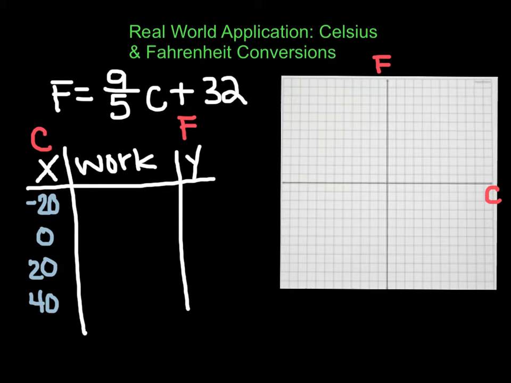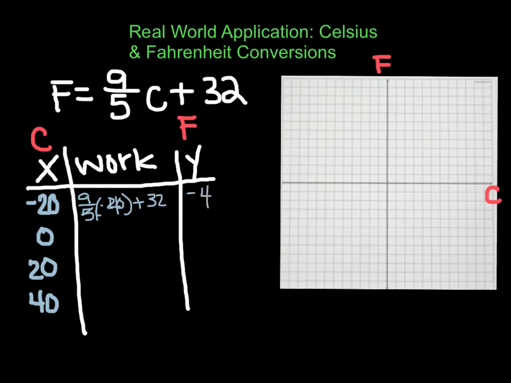So I chose my Celsius temperatures on the left. Those are my inputs, my x, or in this case, we're talking about Celsius, so I put C above that. And then I'm just going to plug those in to get my output or the results. So I'm going to take 9/5 times -20 and then add 32. Well, if you do the cross canceling, this would be -4, so that's -36 plus 32 gives you a -4.